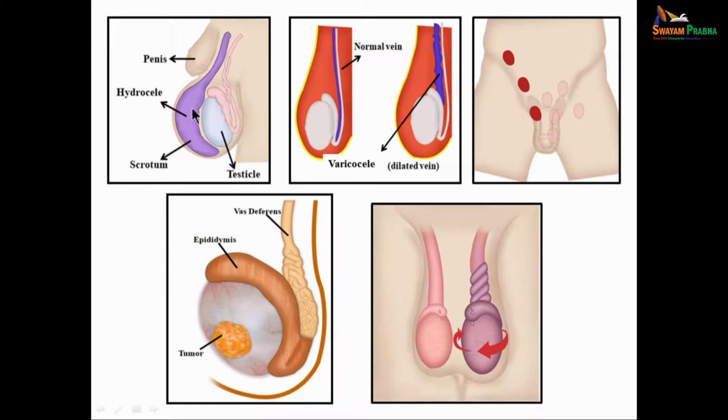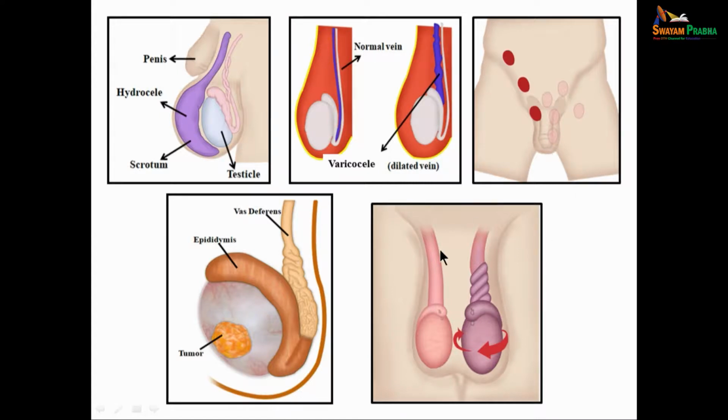Now, if you look here, fluid can be accumulated around the testis, and that we call the hydrocele. The veins which drain the testis can be dilated, that is called the varicocele. Then a small tumorous lesion can appear in the testis. Sometimes the testis can be twisted, that we call the torsion of the testis.